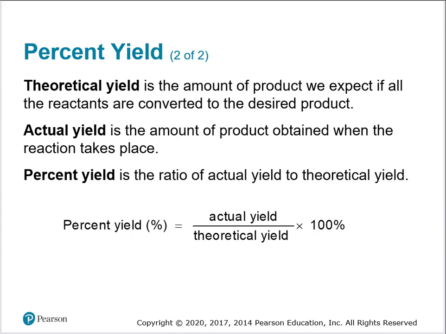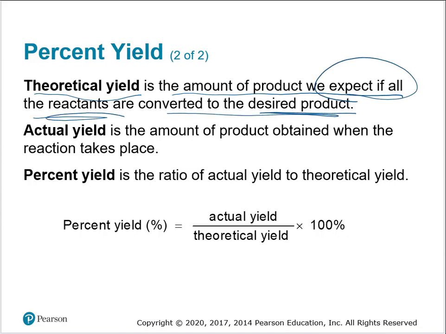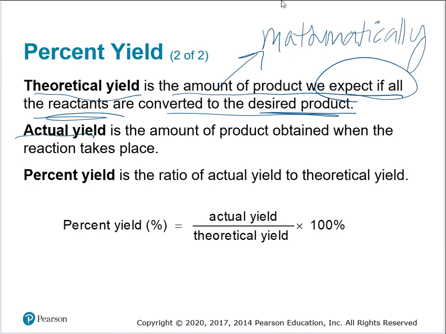Here are some terms you need to know. Our theoretical yield is the amount of product we expect if all the reactants are converted to the desired product. Theoretical yield is calculated mathematically. Actual yield is the amount of product that is actually obtained when the reaction takes place. And the percent yield is taking how much we actually got, dividing by how much we theoretically should get on paper, and multiplying it by 100%.